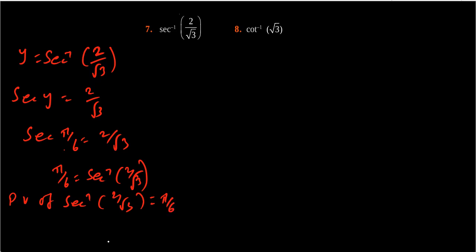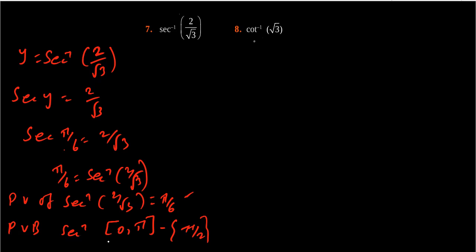The principal value branch of the secant inverse function will be from 0 to pi, excluding the point pi by 2. So the principal value of secant inverse of 2 by root 3 is pi by 6. Next, cot inverse of root 3.